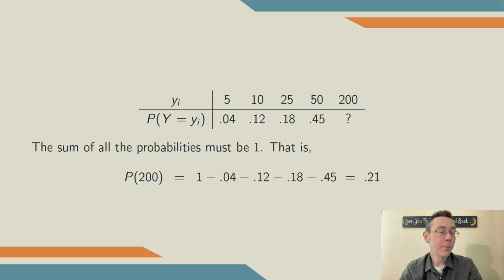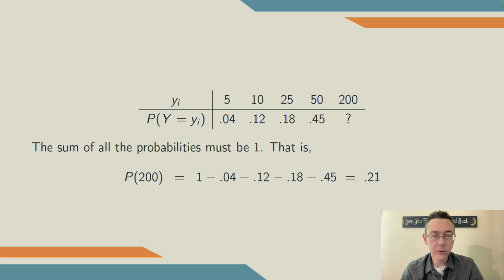So all the probabilities have to add up to 1. So what I'm going to do is take 1 and subtract off the 4 probabilities that I already have. And so 1 minus 0.04, minus 0.12, etc. gives me 0.21. So if I fill that in for the question mark, all those probabilities now add up to 1. So the question mark should be 21%.